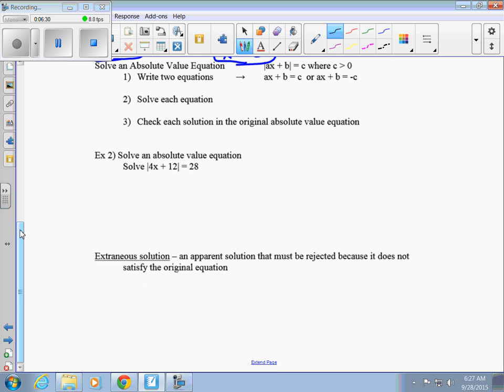Example 2, same thing. We're going to go 4x plus 12 equals 28, or 4x plus 12 equals negative 28. Because we again know the absolute value is a distance, so it either has to be 28 or it has to equal negative 28, because the absolute value of 28 would equal 28, and the absolute value of negative 28 would equal 28. Again, we're going to solve it. We're going to get 4x equals 16, so x equals 4.